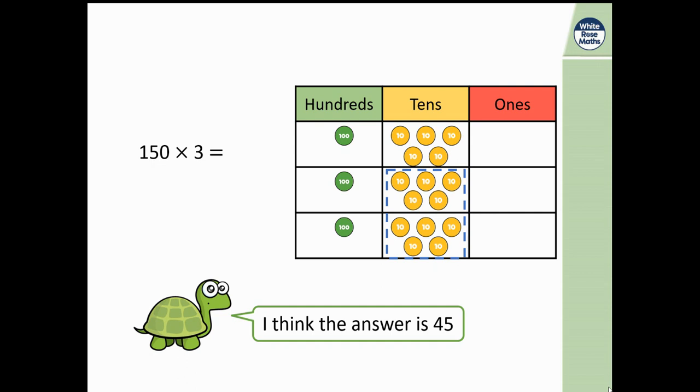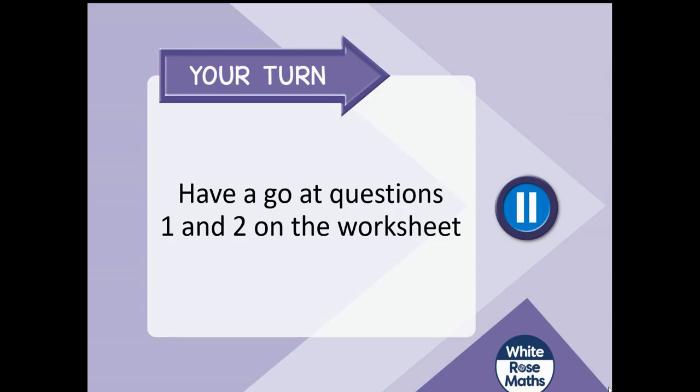Now I'm going to change my 10 tens into 100. So I'm going to take those to the swap shop and change that for 100. So that gives me a total of 450. So he has missed out his 0, hasn't he? He hasn't thought about the fact that it is 150 multiplied by 3.